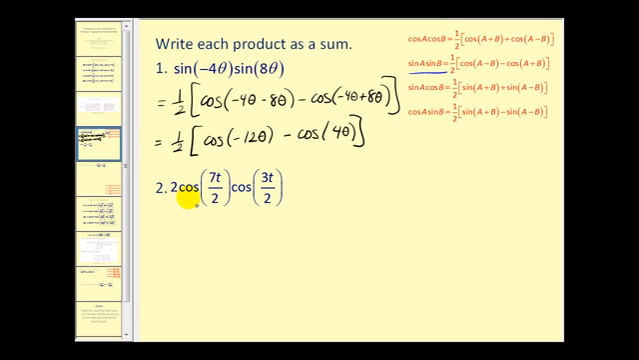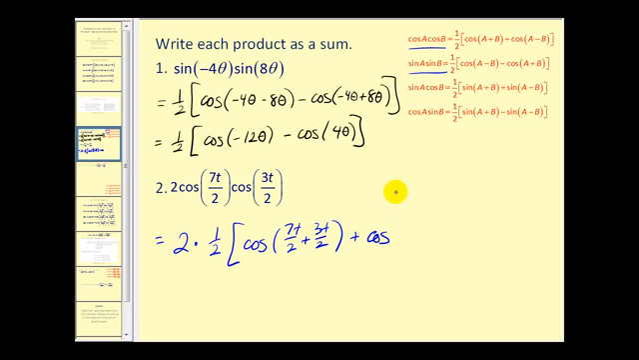Here we have 2 times cosine of 7t over 2 times cosine of 3t over 2. Notice we do have a coefficient of 2 here, so we have to be careful with that. We have the product of two cosine functions, so now we're looking at this first identity where angle A is 7t over 2 and angle B is 3t over 2. So this will equal 2 times 1/2 times the quantity cosine of A plus B plus cosine of A minus B. So be careful, we did have a coefficient of 2.